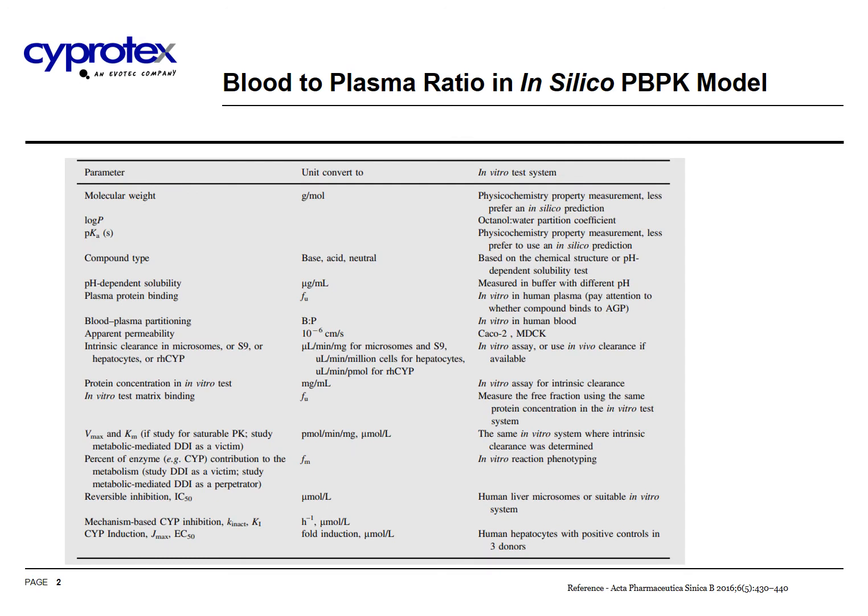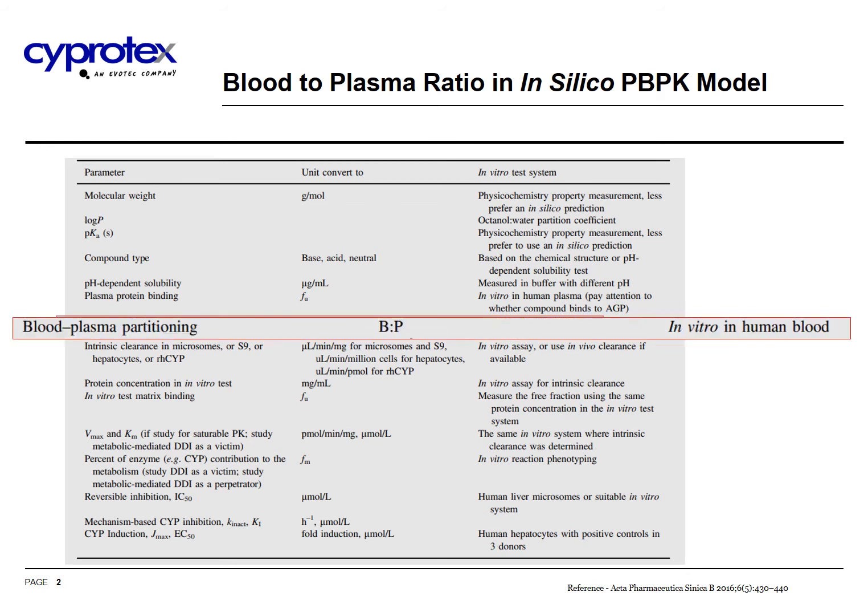This table is from a review article on PBPK modeling and simulation in drug research and development by Zhuang et al. The table summarizes the data requirements for building a PBPK model in SimCyp. SimCyp is a modeling and simulation software. As we can see here, blood to plasma ratio is an important parameter in building the model for prediction of the pharmacokinetic profile of the drugs.